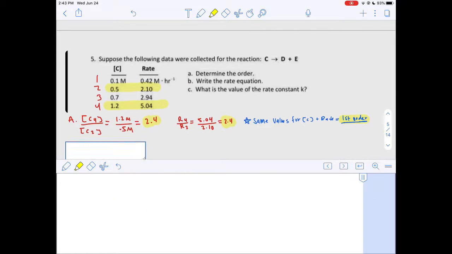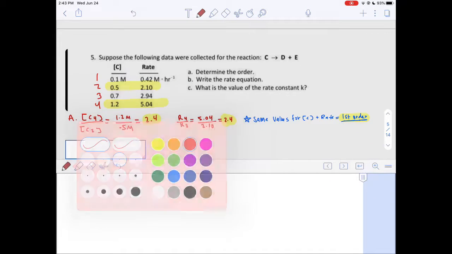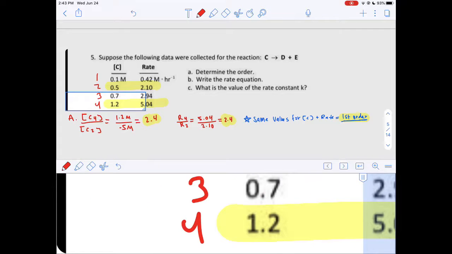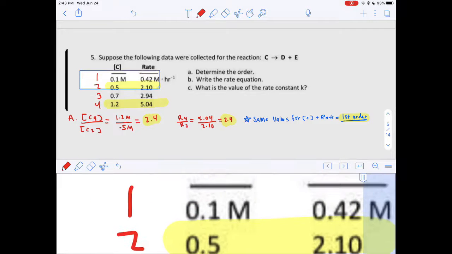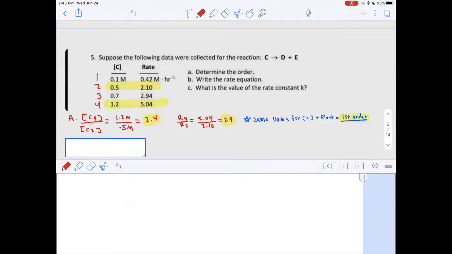Cool. And you could do that also with plot 3 divided by plot 1. You might get a different value, but it's not going to be 2.4, but they're both going to equal out to each other and still be the same value. And I believe that's what your professor did in her homework example. And since they're both the same exact value, it still means it's first order.